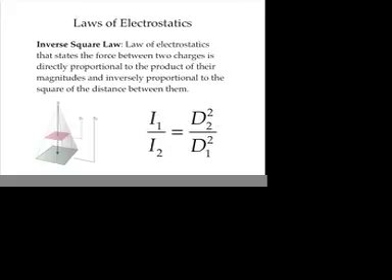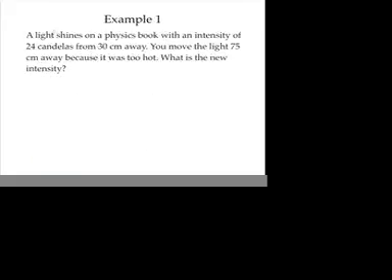So let's do an example with this intensity equation over here. In this example a light shines on a physics book. Since we're in physics, we might as well use a physics book. It has an intensity of 24 candelas at 30 centimeters away. You move the light 75 centimeters away because it's too hot, and we want to know what the new intensity is. So let's look at that equation that we just had. We have intensity 1, which is our first intensity of 24 candelas. And don't worry about what a candela is right now, it's just how bright something is.